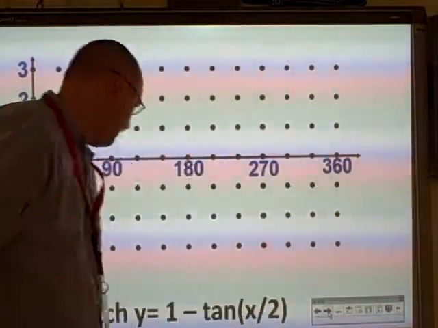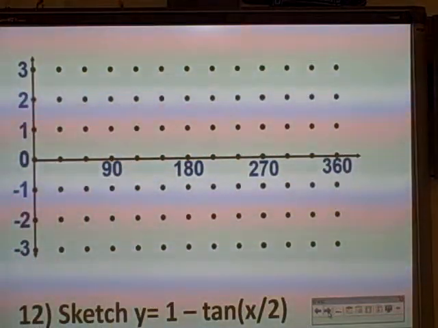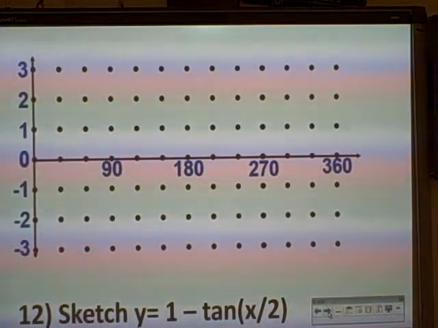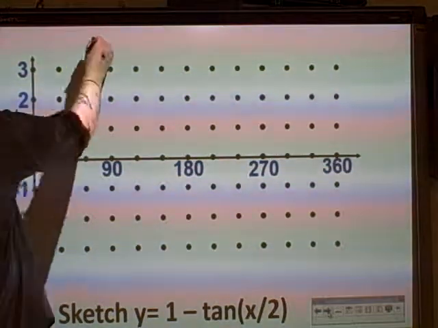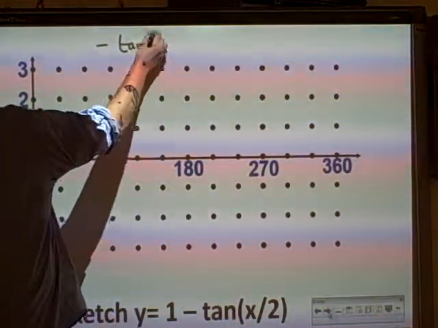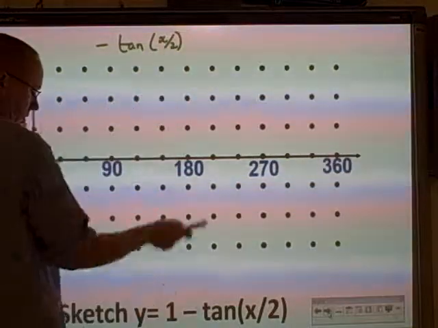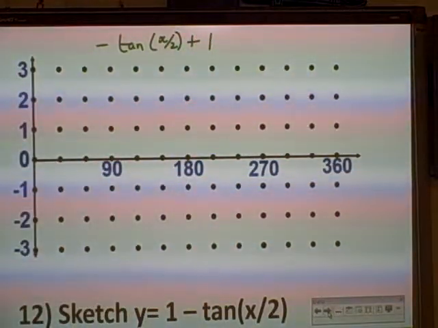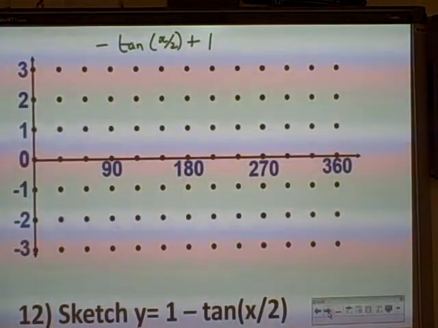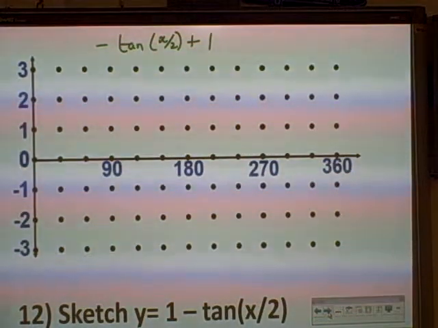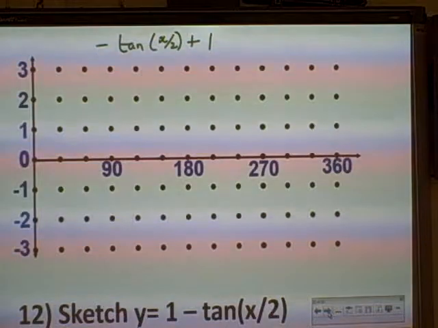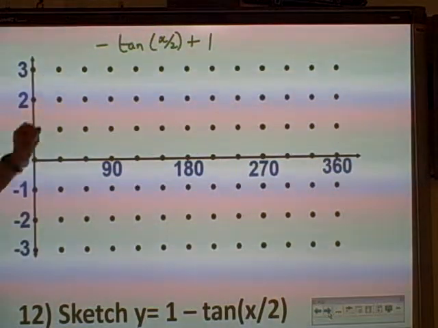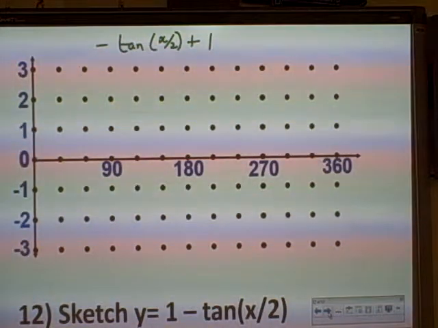Okay, last one. 1 minus tan x over 2. Now this is a little bit sneaky because it's actually written the wrong way round. What I really want to do is say this. Negative tan of x over 2 plus 1. And I got quite a few things to think about here. The plus 1 is going to be the last thing because of order of operations. The x over 2 means I'm only going to fit half of the tan graph in, and the negative means I'm actually going to have to flip it over.